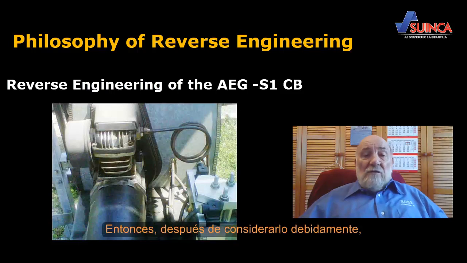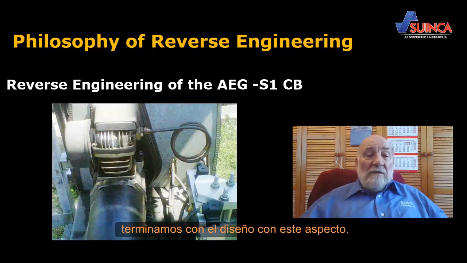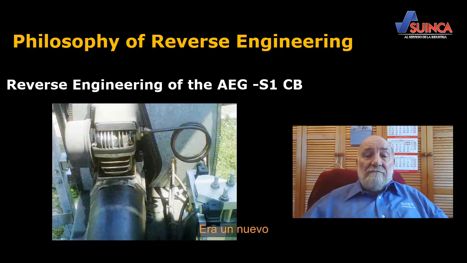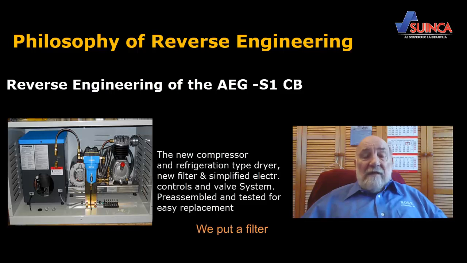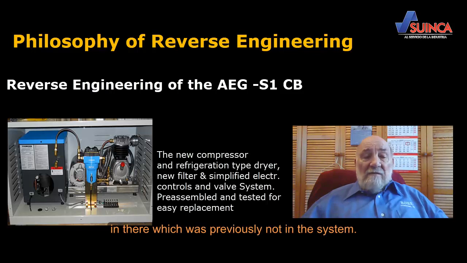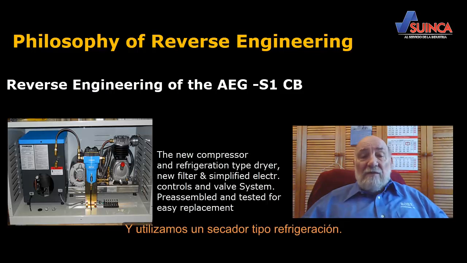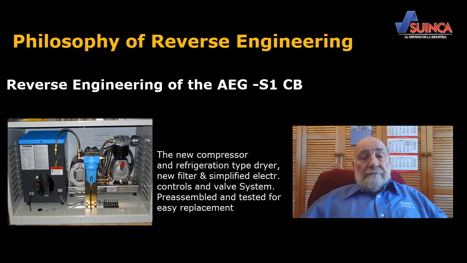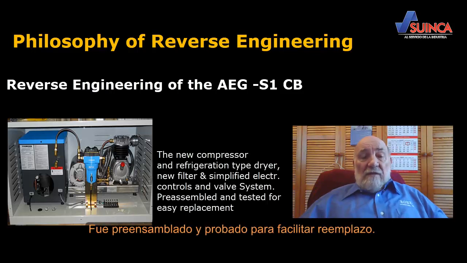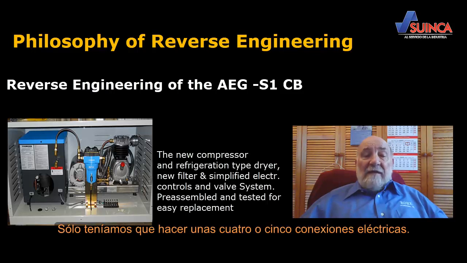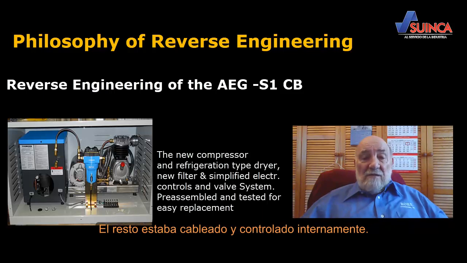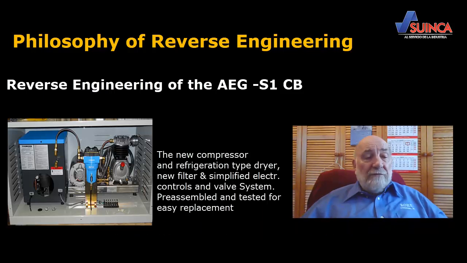So after due consideration, we finished up with a design looking like this. It was a new compressor. We put a filter in there, which was previously not in the system, and we used a refrigeration type dryer. It was pre-assembled and tested for easy replacement. We only had like 4 or 5 electrical connections to do. The rest was internally wired and controlled.